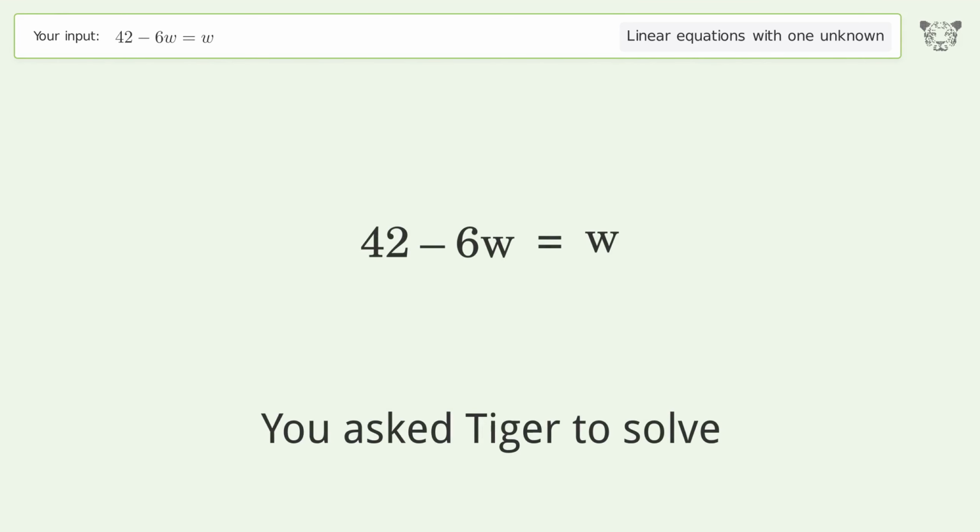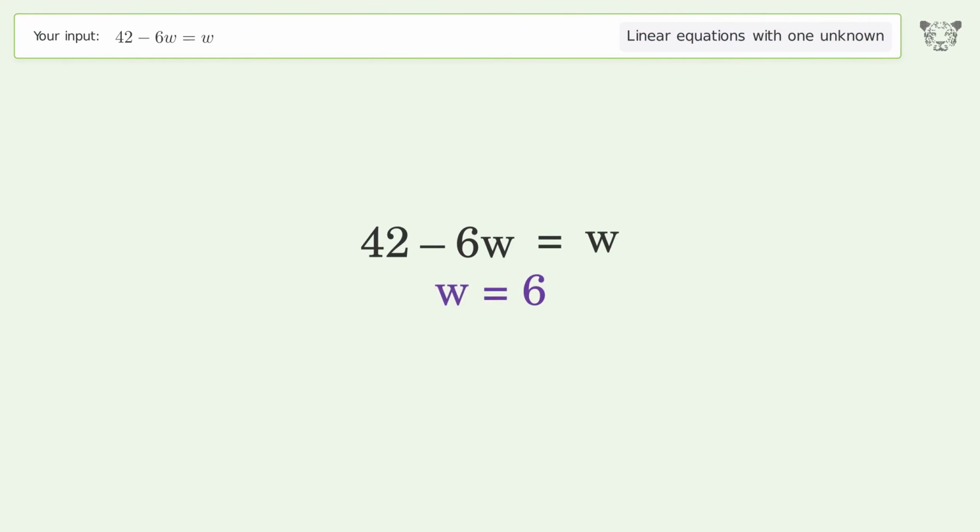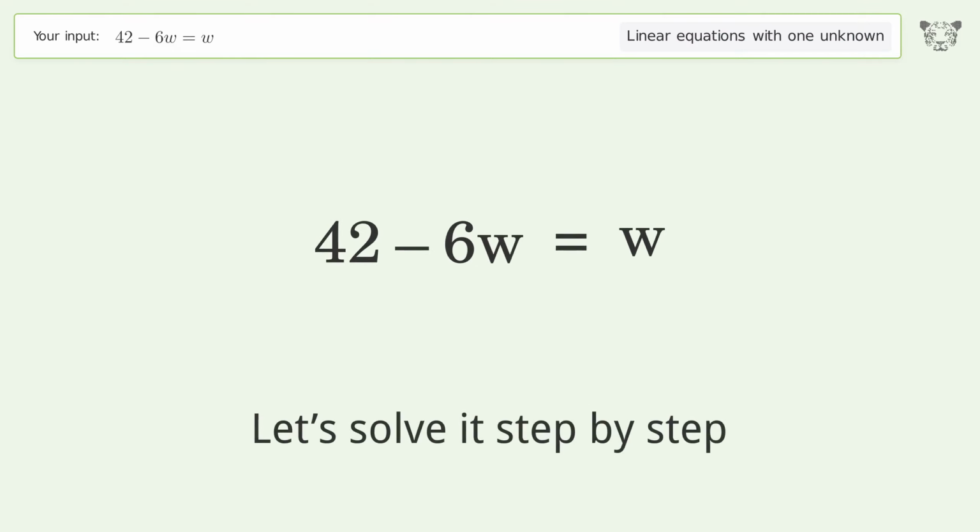You ask Tiger to solve. This deals with linear equations with one unknown. The final result is W equals 6. Let's solve it step by step.